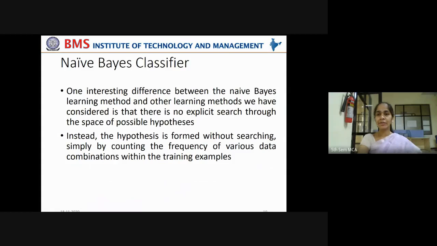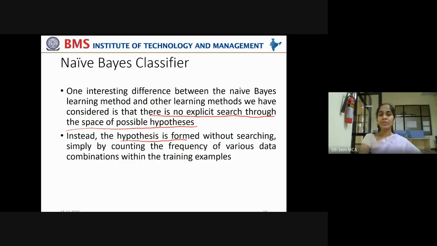One interesting difference between the naive Bayes learning method and other learning methods we have considered is, what is the difference? There is no explicit search through the space of possible hypotheses. Did you observe? In Find-S, in candidate elimination, in neural networks, everywhere some search happens through the hypothesis space. But in the naive Bayes classifier, you just calculate the probabilities, and whichever hypothesis has the highest probability, you select that automatically. You're not going and searching in the hypothesis space. That is the main difference.